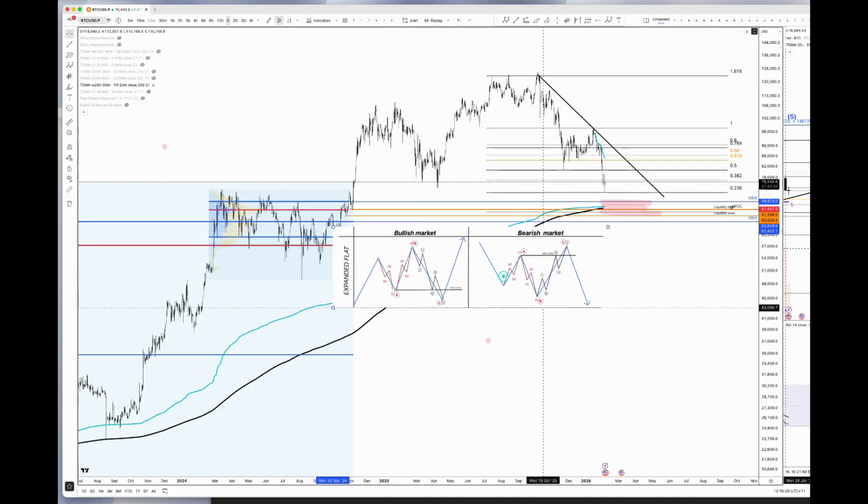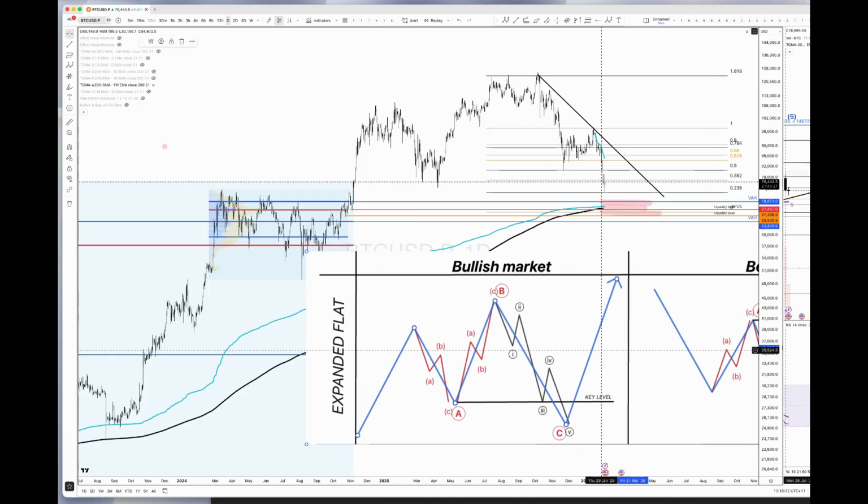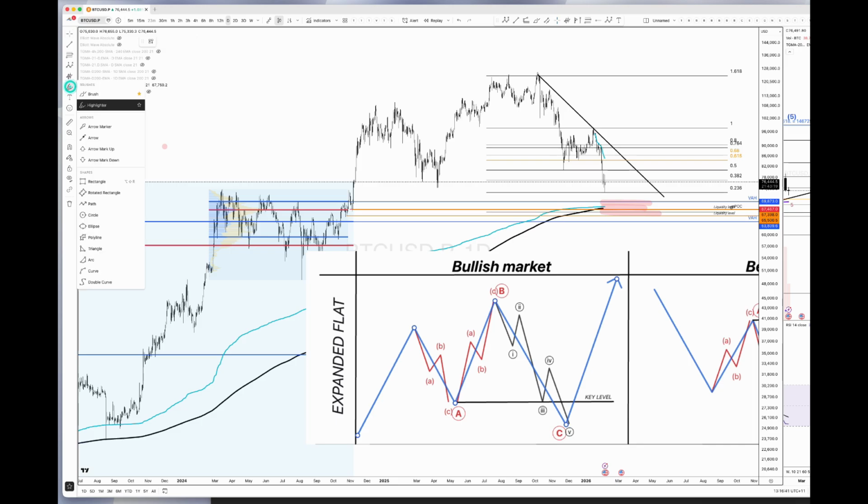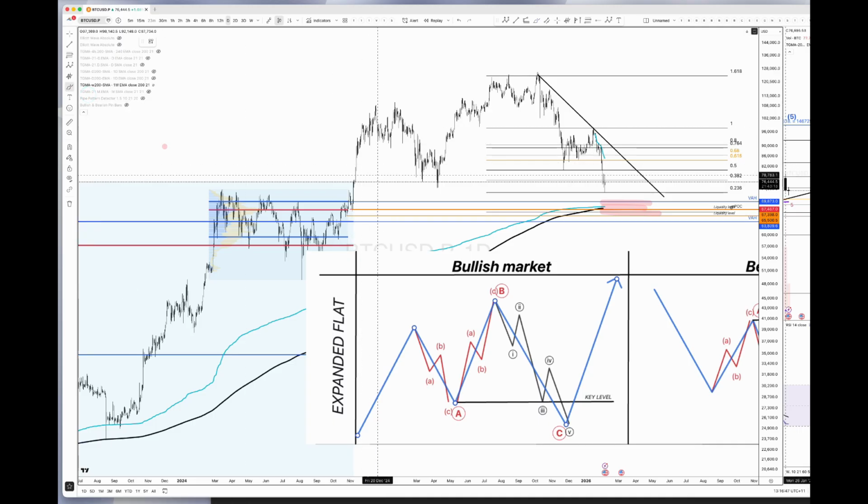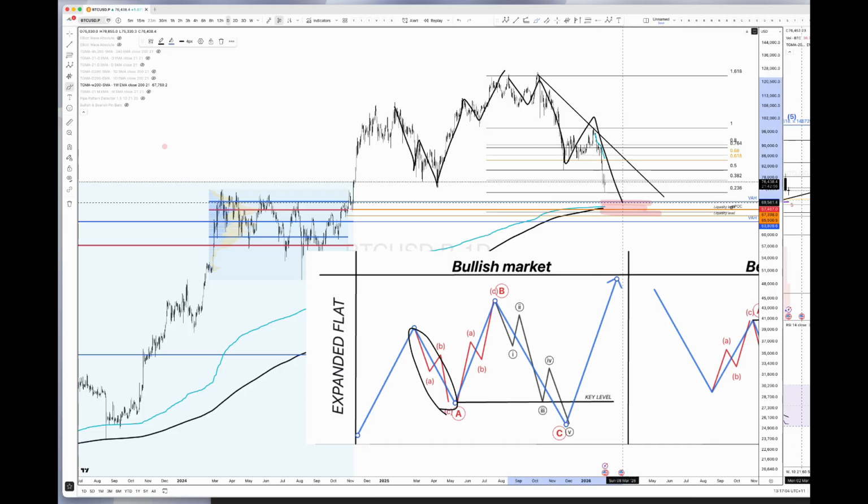So, look at that structure there. Expanded flat. Now I'm just going to line it up with our drawing. Let's see how we do this. You can argue that's A, B, and a C, which aligns with that. A, B, C, yeah, 1, 2, 3. We have a 1, 2, 3, 4, and a 5. Regular flat, expanded flat, and then up.